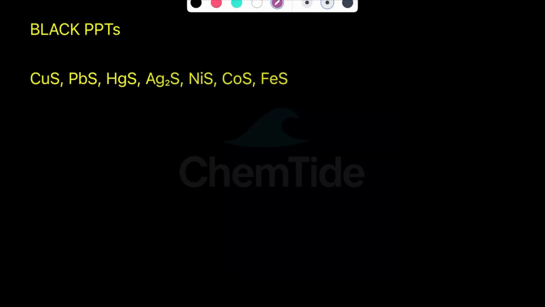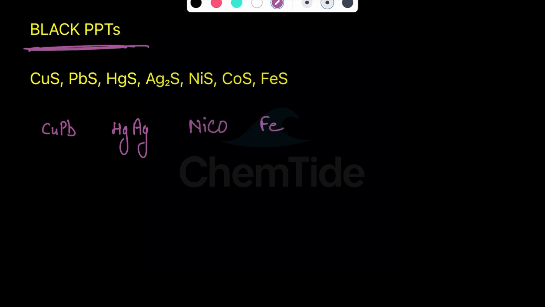Next we are going to do the mnemonic for the black precipitate. For black precipitate we have CuPb, HgAg, Nico, Phe. Here Cu stands for copper sulfide, Pb stands for PbS, Hg stands for HgS, and silver stands for silver sulfide. This is nickel sulfide, this is cobalt sulfide, and this is iron sulfide.